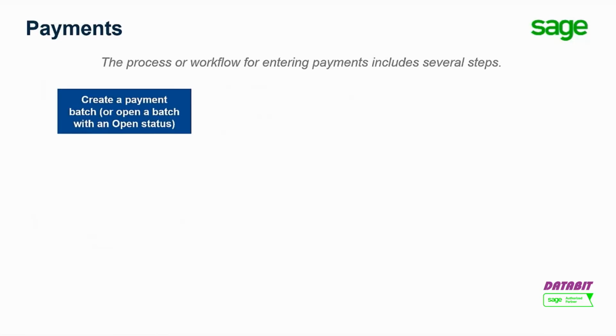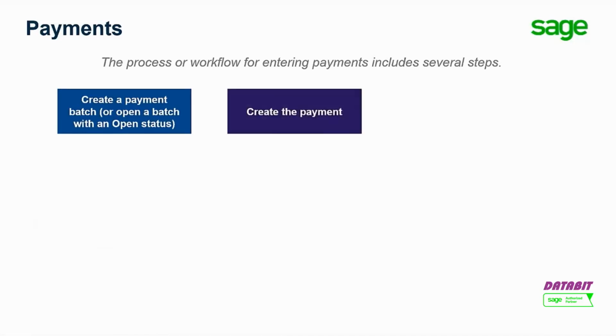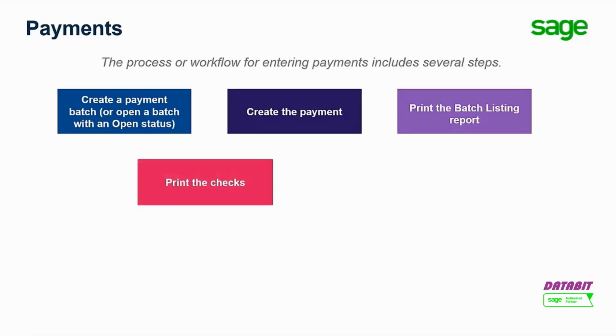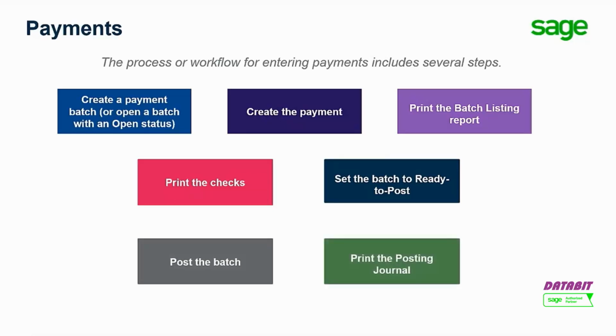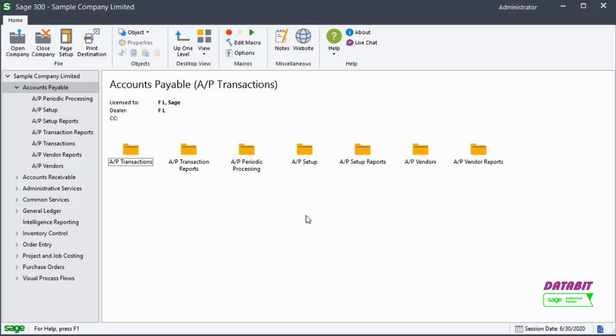The process or workflow for entering payments includes several steps. First, we create a payment batch or open a batch with an open status. Then we create a payment and print the batch listing report to compare the entry to the payment and verify the information entered in the system is accurate. Then we print the checks, which includes verifying they print correctly. And we set the status of the batch to ready to post. We post the batch, and finally we print the posting journal. Let's see how to complete these steps in Sage 300.